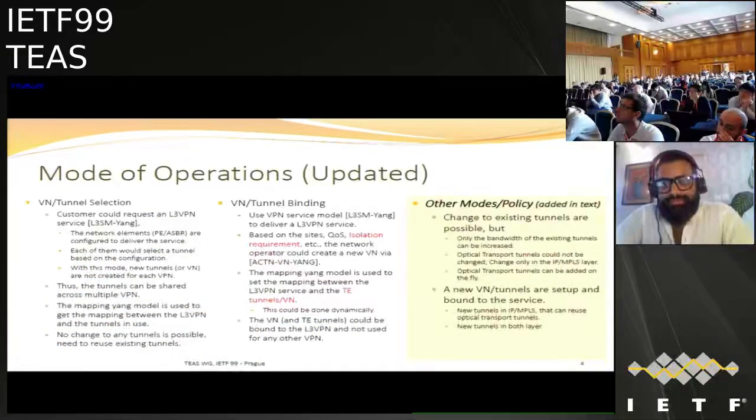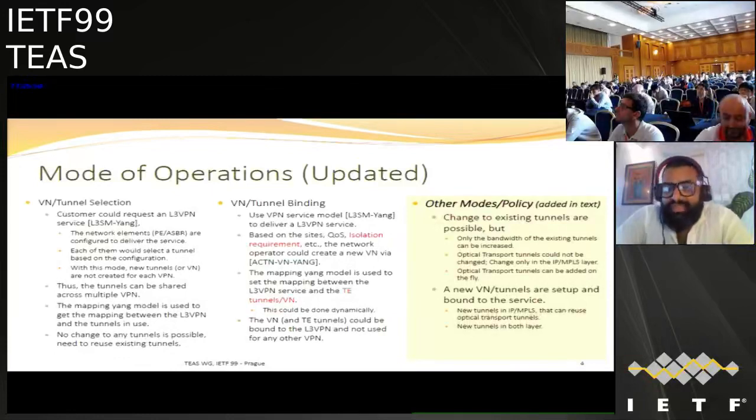Next slide, please. Yeah, so we also updated in the text that yes, there can be multiple modes and multiple ways this can be done. It could be simply a selection of an existing tunnel, binding of a newly created tunnel, as well as a case where the operator allows to use an existing tunnel but change its bandwidth or its properties. Some may allow the changes only in the IP layer and no changes in the optical. Others may allow changes in both. So since there are multiple modes and policies, this YANG model can also take care of that.